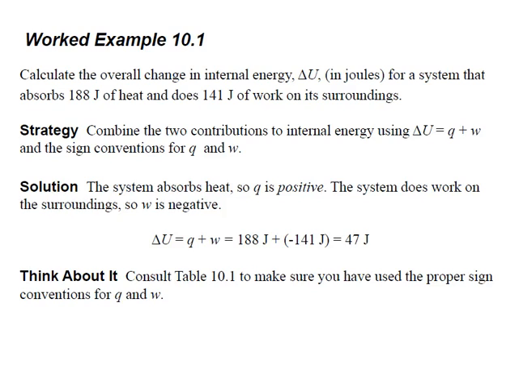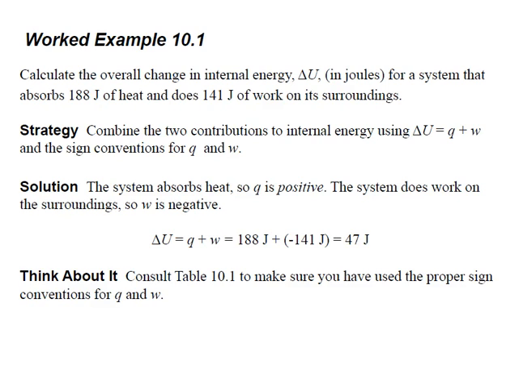Alright, let's go ahead and take a look at Chapter 10 material and work through some examples here together. I'll just go ahead and get started with example 10.1. Calculate the overall change in internal energy, delta U, in joules, for a system that absorbs 188 joules of heat and does 141 joules of work on its surroundings. We'll just go through the strategy and solution here.